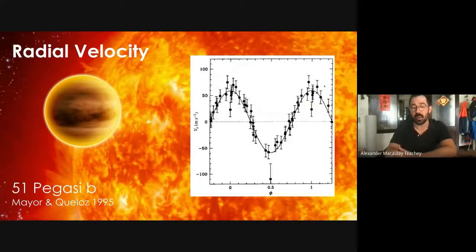So instead, we use other methods. You may have heard of the radial velocity method. This is measuring the movement of the host star. Of course, the star is pulling on the planet gravitationally, but the planet is also pulling on the star gravitationally, and we can measure that. This is an artistic rendering of 51 Pegasi b. This planet, and this is the data on that planet, was discovered by Mayor and Queloz in 1995, and this is the work that they won the Nobel Prize in Physics for a few years ago.